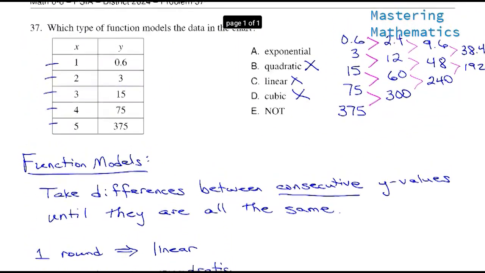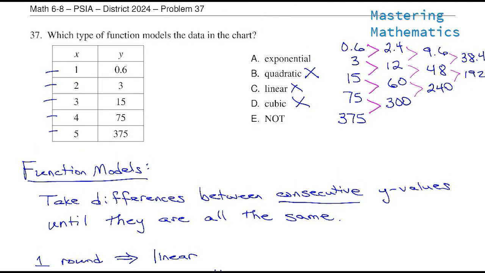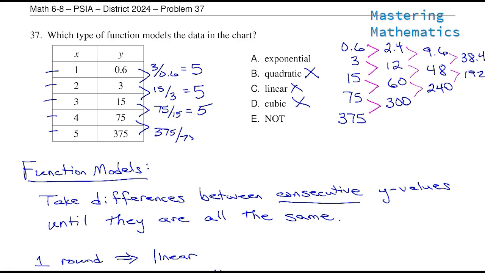And so let's go back to the chart here. And I'm going to take the quotients. So 3 divided by 0.6, that's equal to 5. 15 divided by 3 is also 5. 75 divided by 15 is 5. And 375 divided by 75 is also 5. Since they are all the same, then we conclude that this is in fact an exponential model. And that's the answer to this problem.